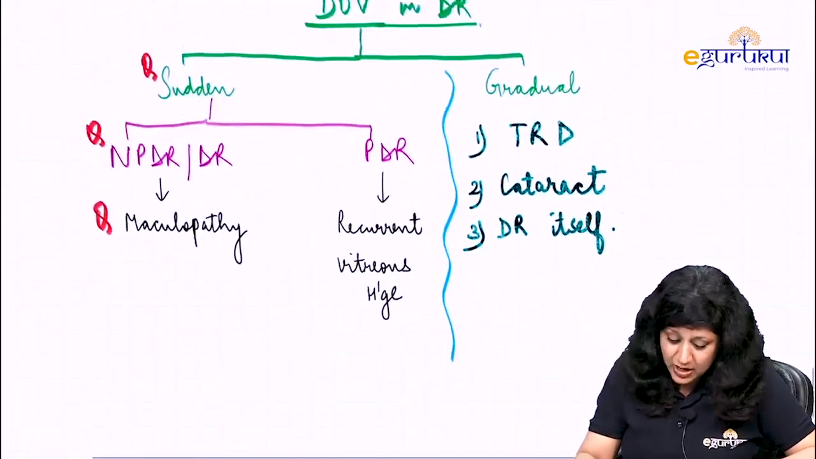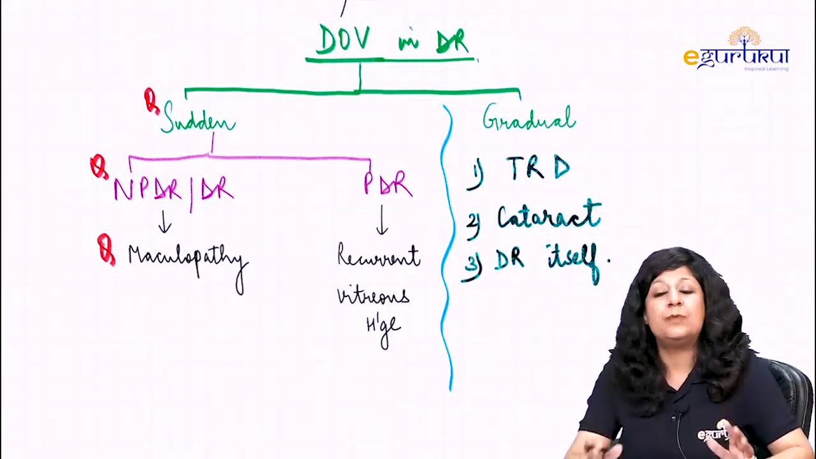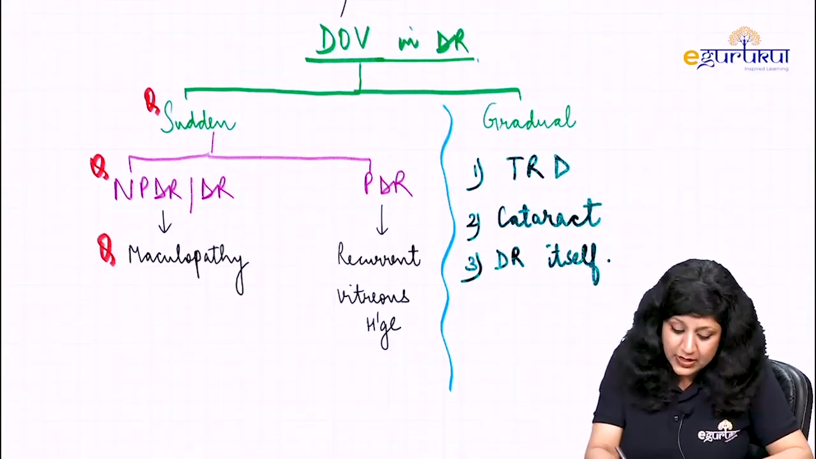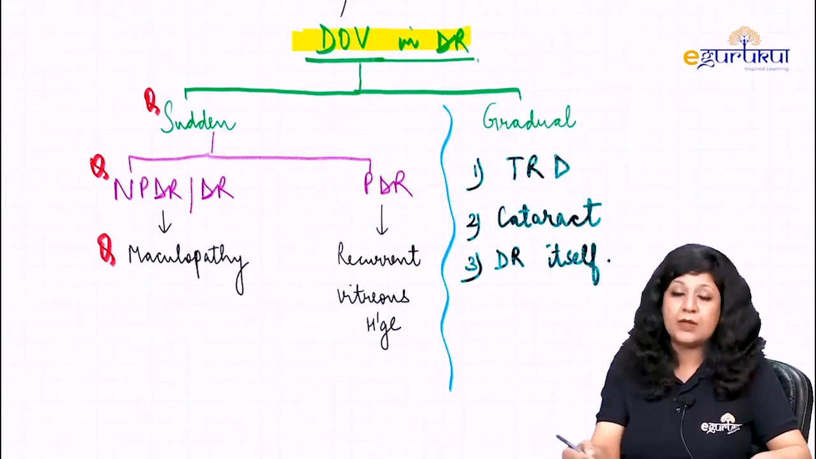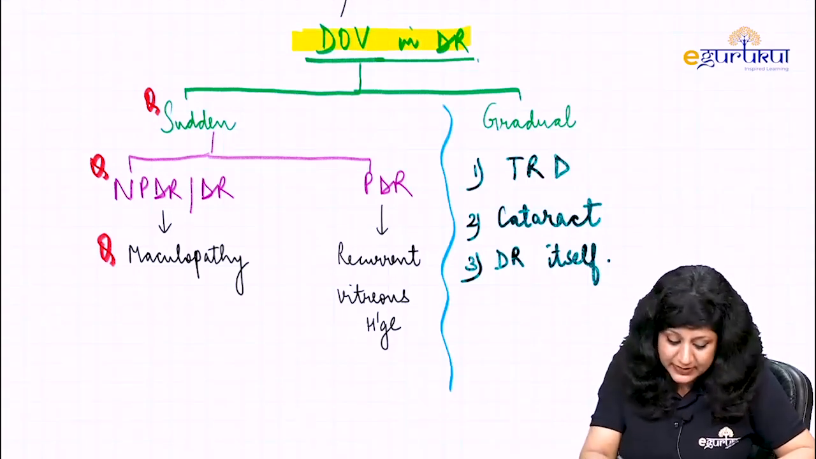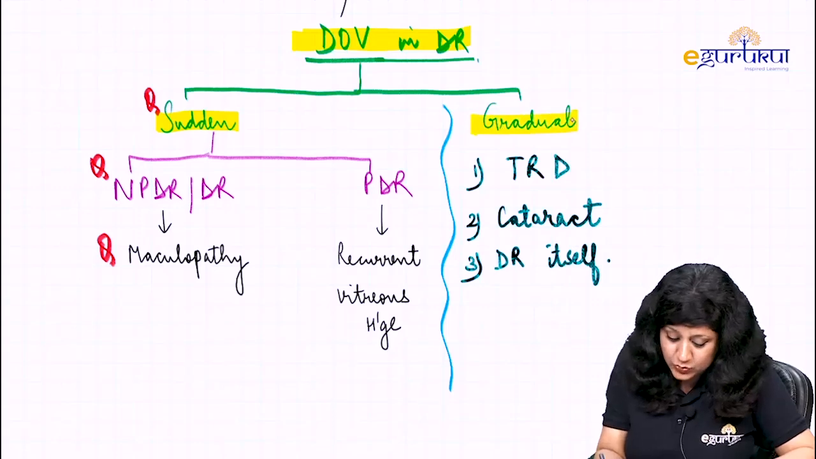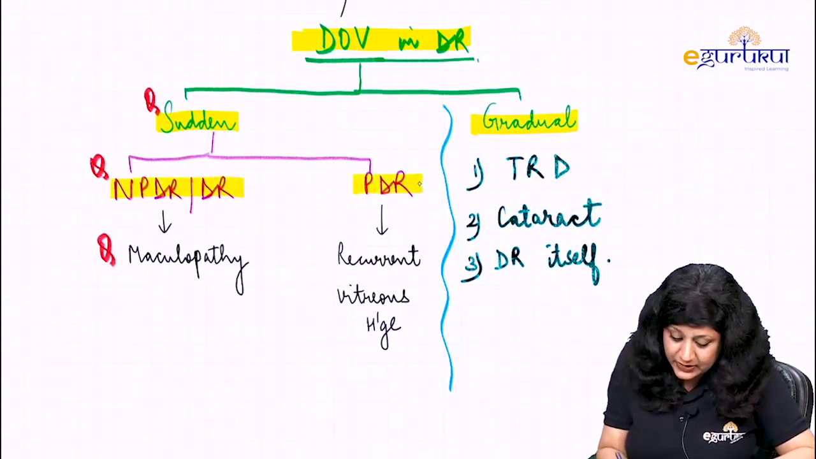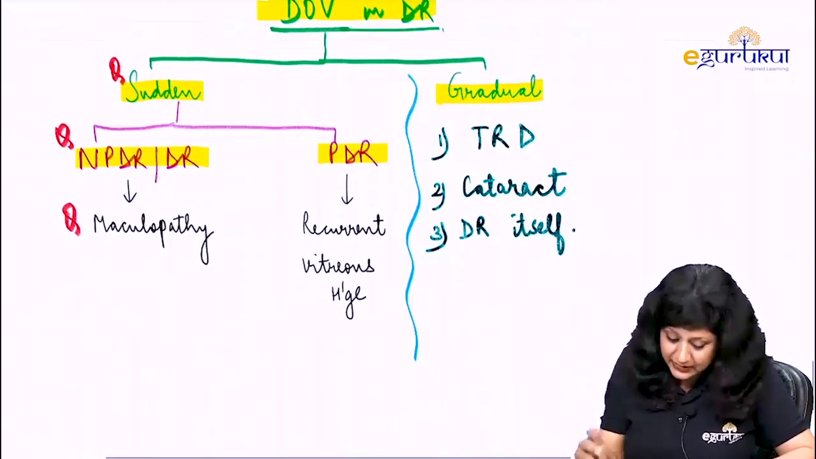So likewise, now you have got this flow chart that will help you to solve so many MCQs regarding the diminution of vision in a patient of diabetic retinopathy. First, see whether it is sudden, whether it is gradual, whether it is NPDR, whether it is PDR, and you will get the answers.